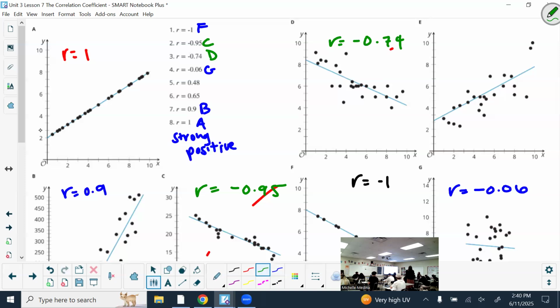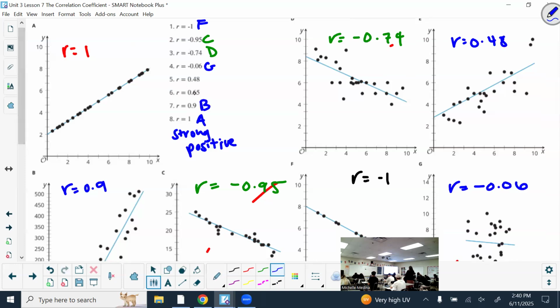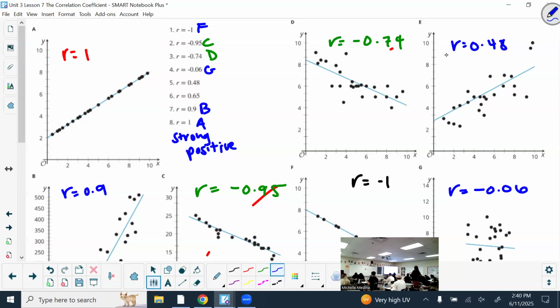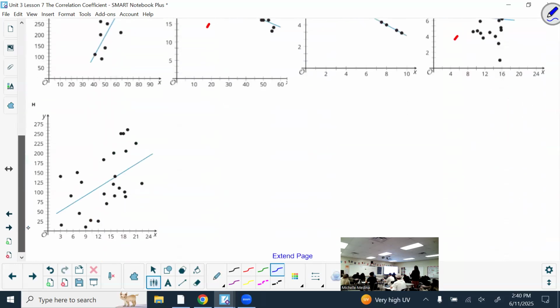Hold on, but what is it? 5 is E, let's see. So 0.48, let's see. Compared to this R value, these R values are pretty close to each other anyway. So 0.65 would be a little stronger. So compare E and H for which one seems a little stronger. Do you guys agree that if I'm assigning E as 0.48, that means that that one's weaker than H? You guys agree?